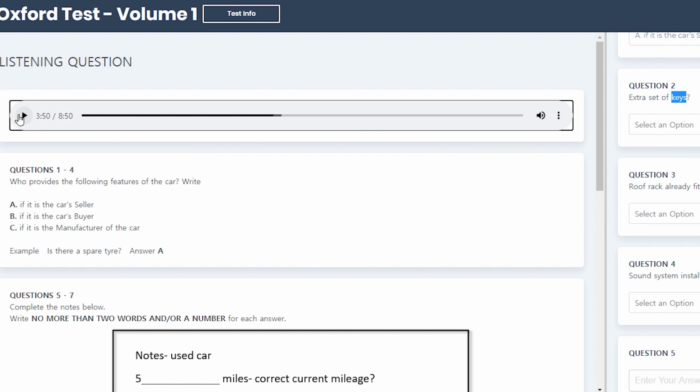Okay, so we've heard our keyword, keys. Is there only one set of keys, or do I get a copy? Let's find out.